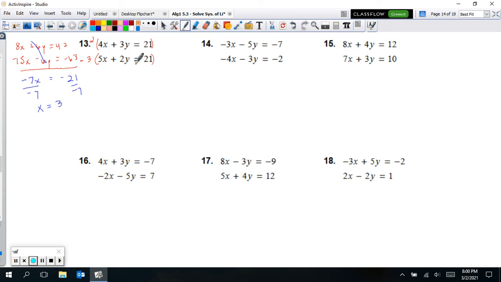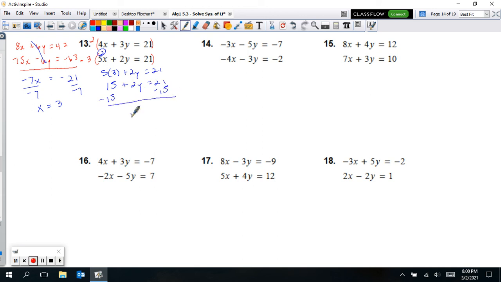Now we're going to go back. I would go back to one of the original equations because there's smaller numbers there to choose from. I'll go ahead and just choose equation 2 on this one. I'll choose this equation, 5x. So 5 times 3, and then plus the 2y equal to 21. That's going to give me 15 plus 2y equal to 21. So subtract 15 from both sides.